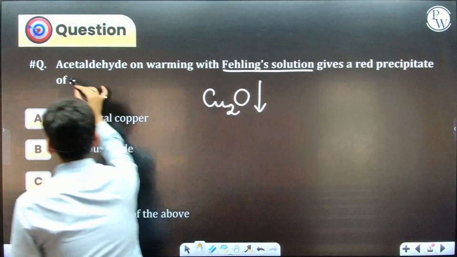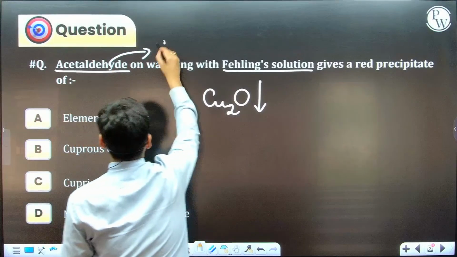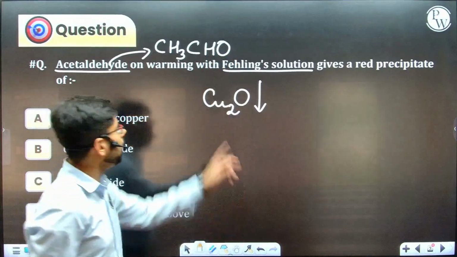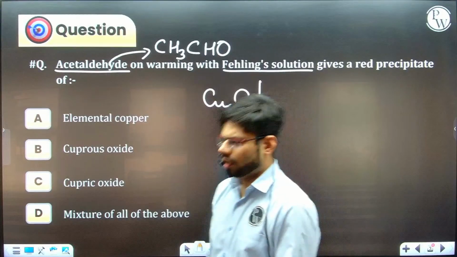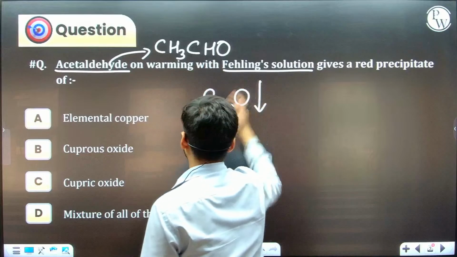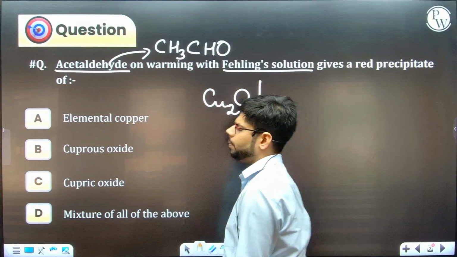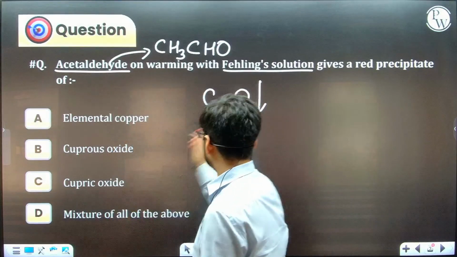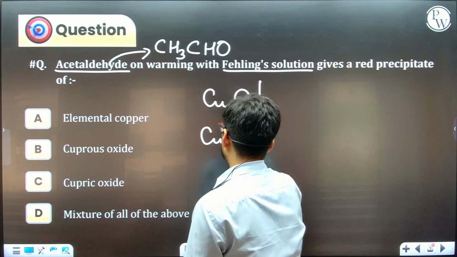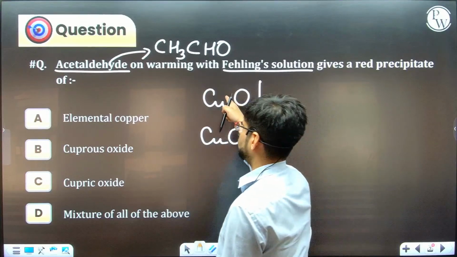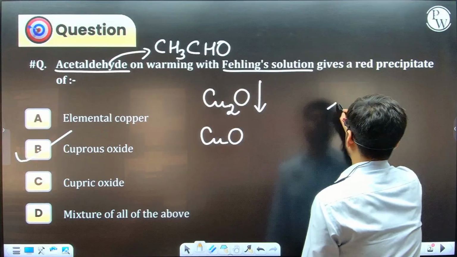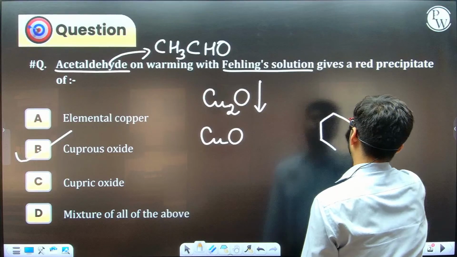What about acetaldehyde? Acetaldehyde is CH3CHO. The IUPAC name is ethanal. Clearly you can see that this is not aromatic because there is no aromatic ring here, and hence this will undergo reaction with Fehling's solution to give a reddish brown precipitate of Cu2O. What is Cu2O called? This is called cuprous oxide. Don't get confused. This is cupric oxide. This is cuprous oxide. Cu2O is cuprous oxide.